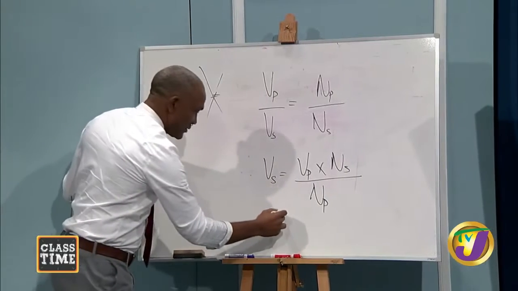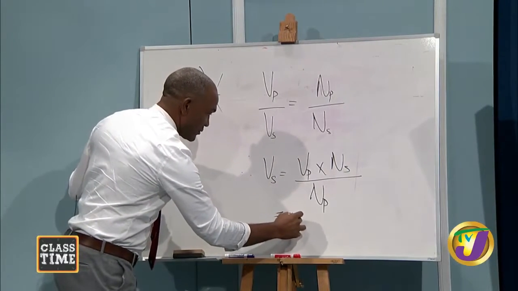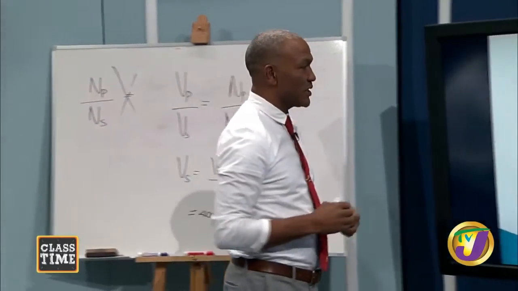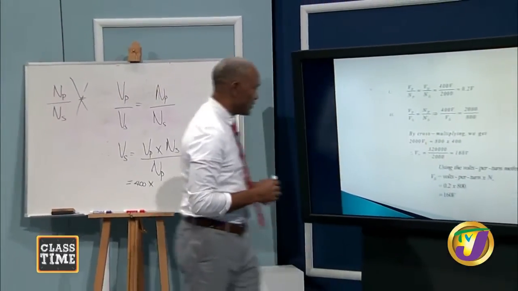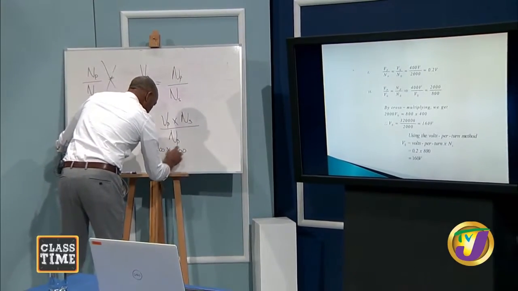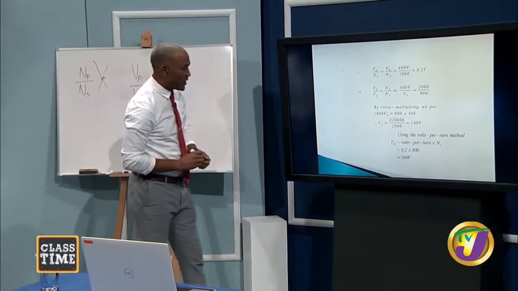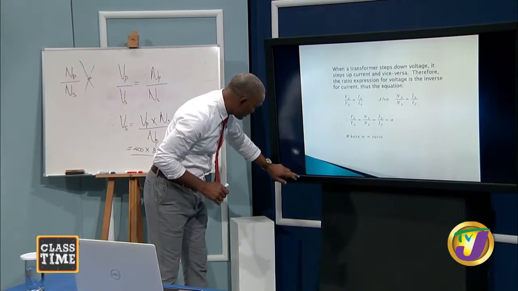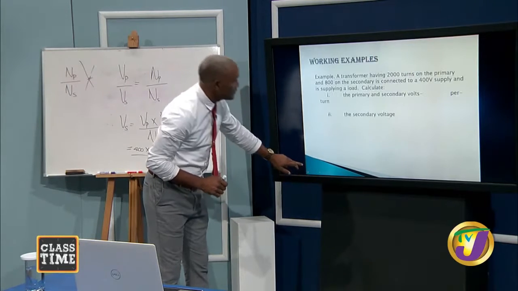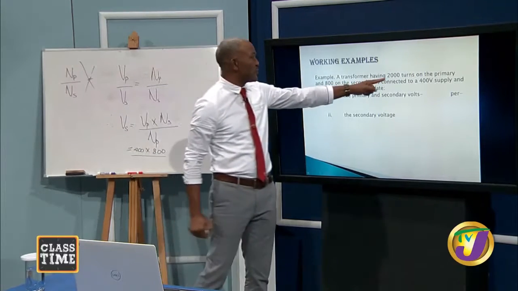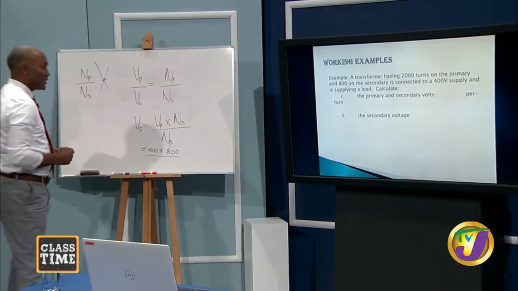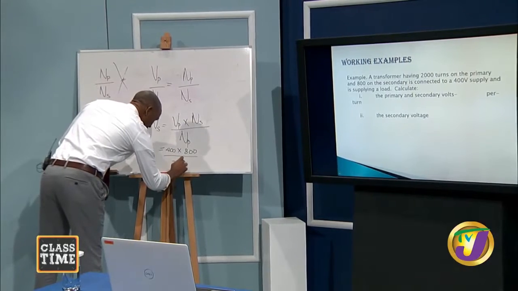What's the value of VP? 400. What's the number of turns in the secondary? The number of turns in the secondary was 800. If we go back, we can find the number of turns in the primary. It says the number of turns in the primary is 2000 and the number of turns in the secondary is 800. So we put 2000 down here.